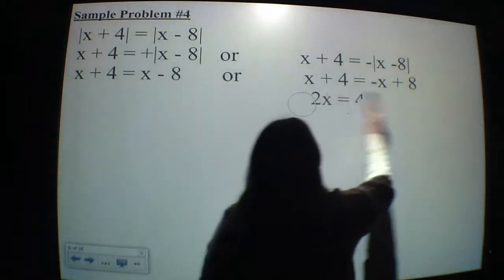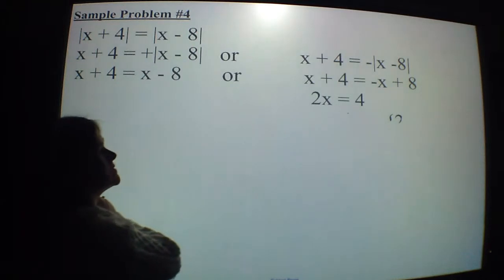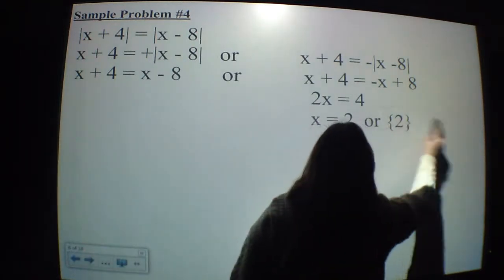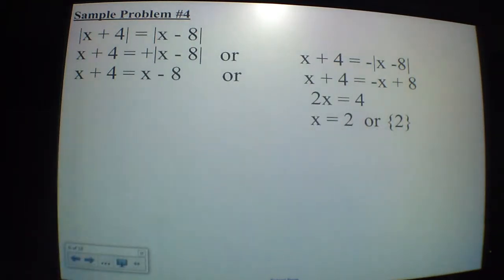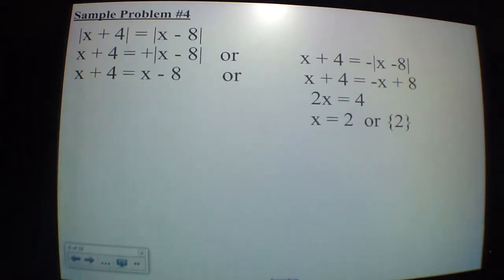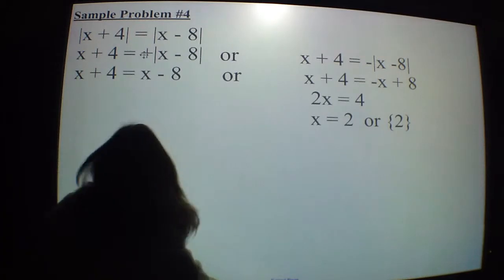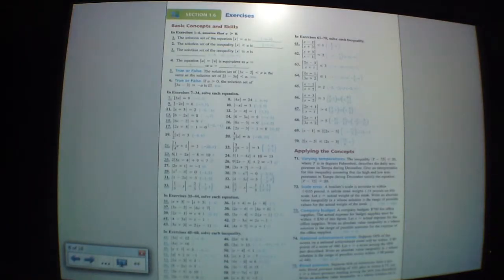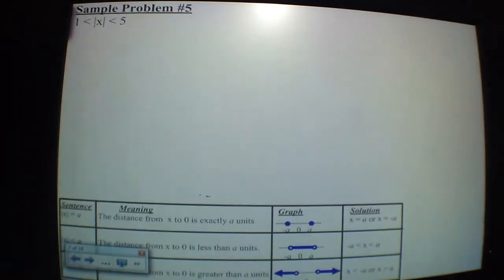2x is equal to 4. X is equal to 2. This one right here doesn't work. Subtract, you get 4 is equal to negative 8, which does not work. That is not a true statement.